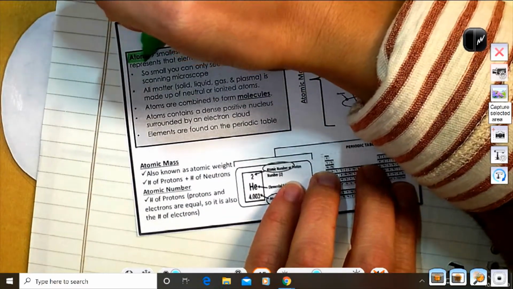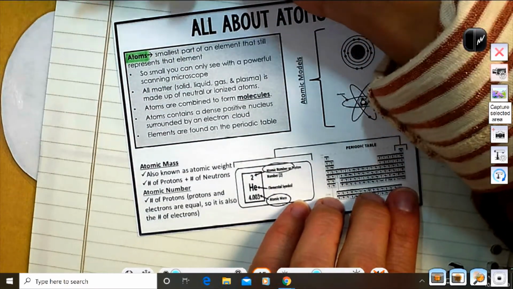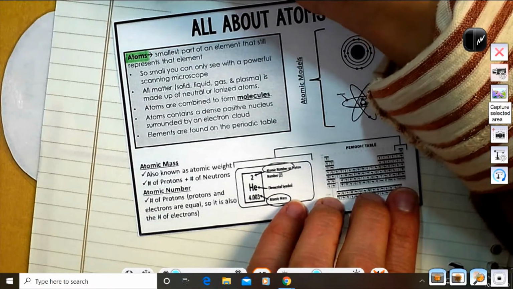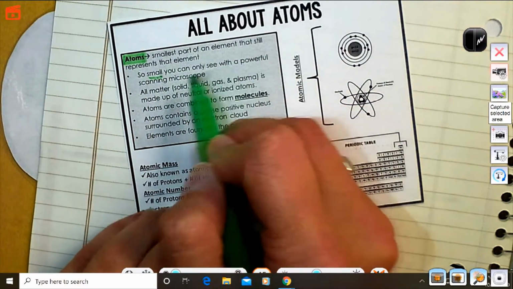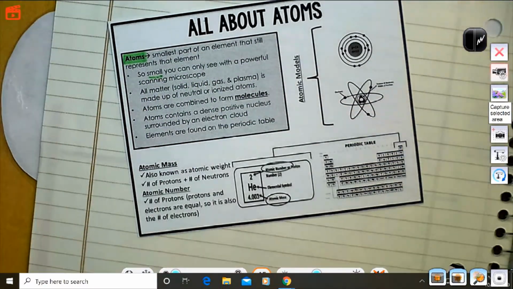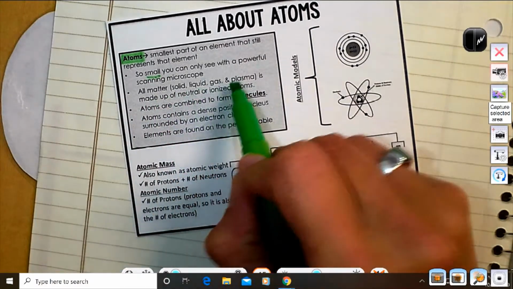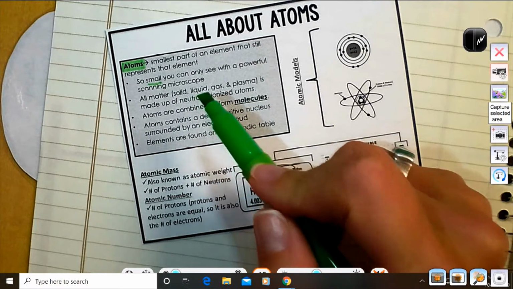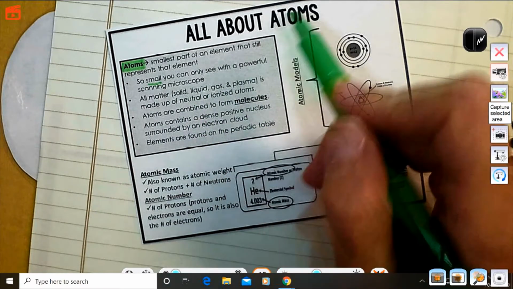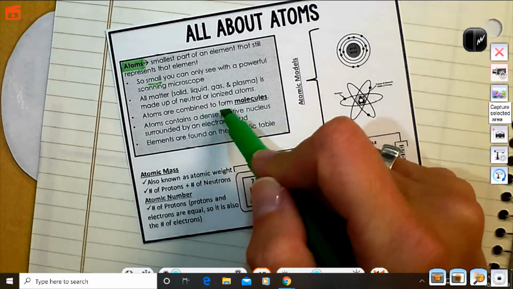So atoms, we remember, are the smallest part of an element that still represents that element. So that means that it still looks like that element. Atoms are so small, you can only see them with a powerful scanning microscope. It's actually called an electron microscope, usually, because it's so small you can see the atoms. So all matter, solid, liquid, gas, and plasma, are made up of neutral or ionized atoms. So that means, like when we were talking about in class, how I didn't want to have a positive or negative charge. I wanted to be neutral. It's like that. Atoms are combined to form molecules.